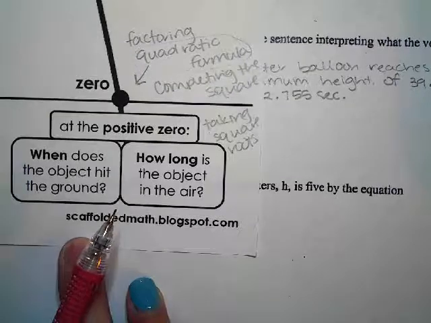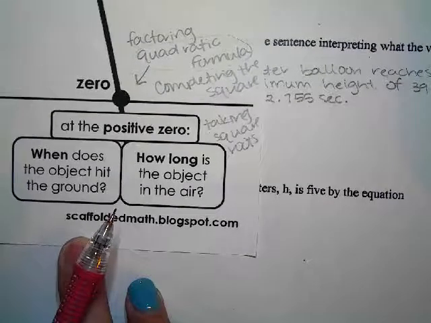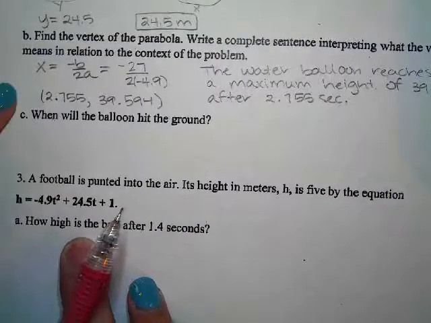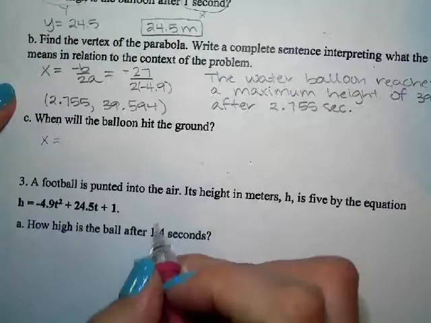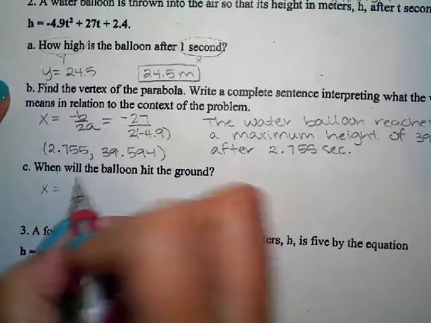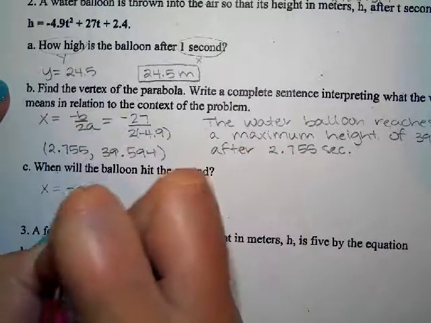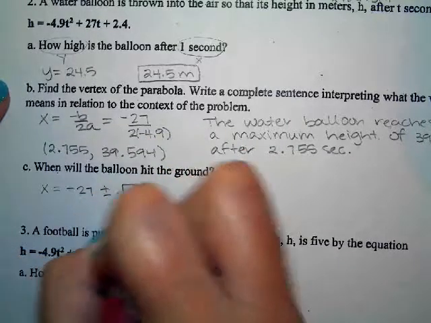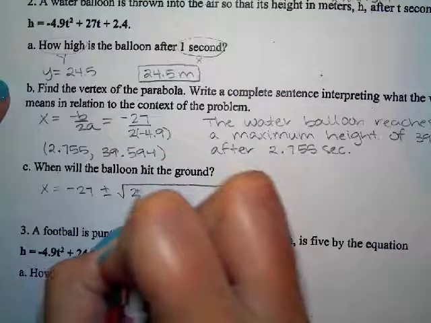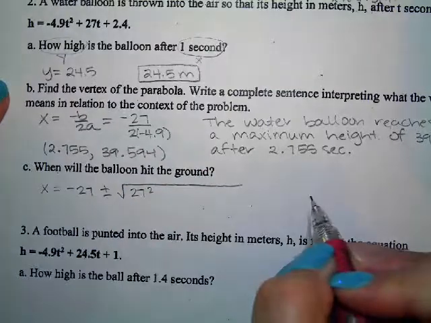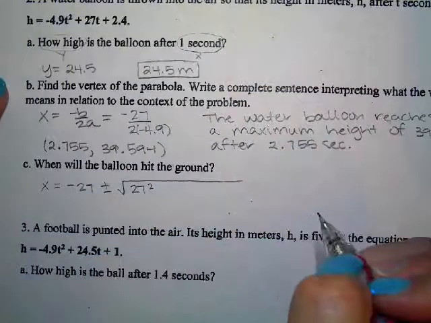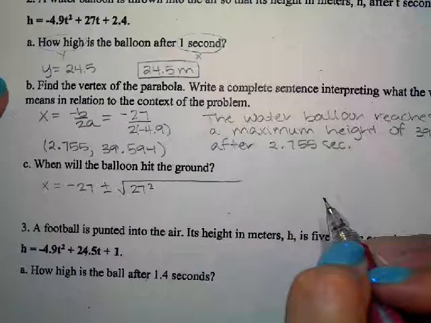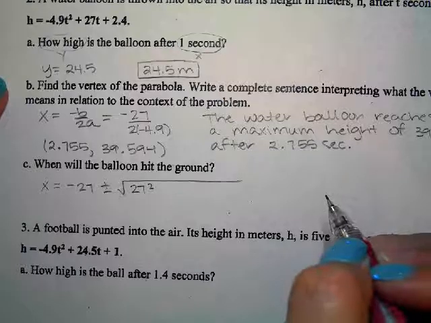Negative 27 plus or minus 27 squared, and then divided by 2 times a.